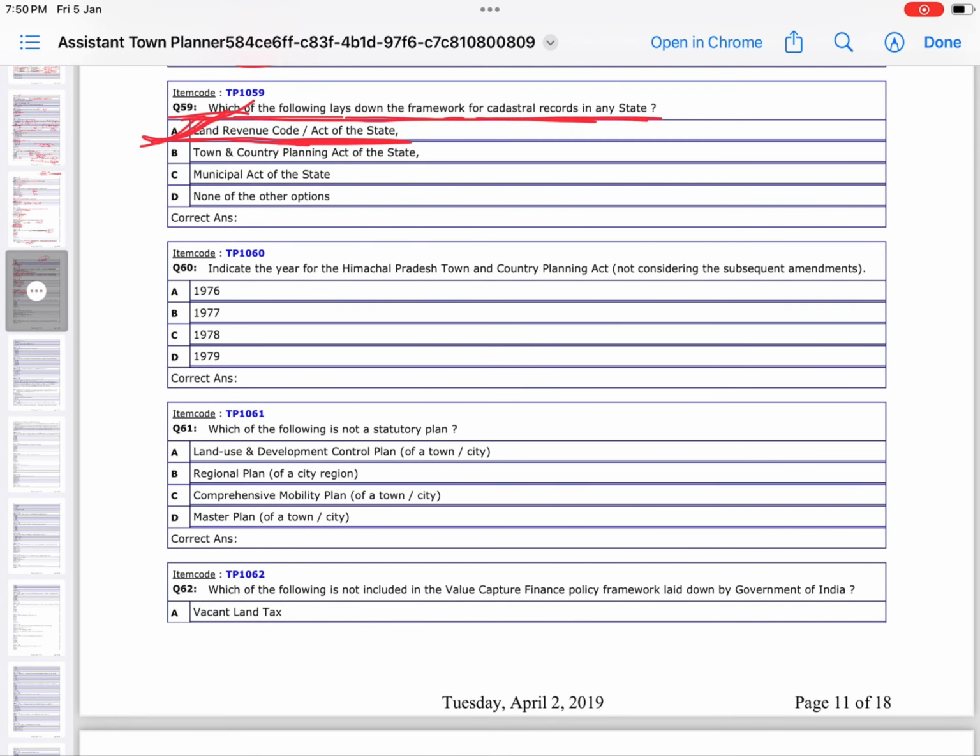Hello guys, this is part two of the HPPSC Assistant Town Planner exam question paper. So we will start from question number 60.